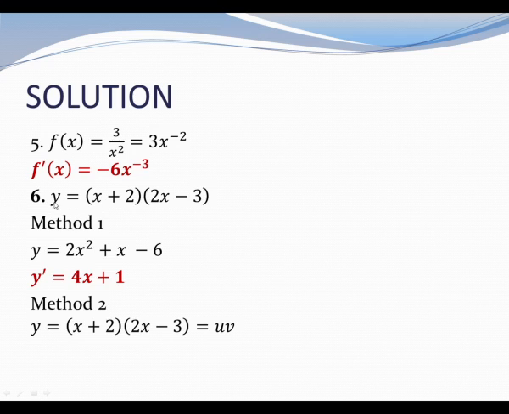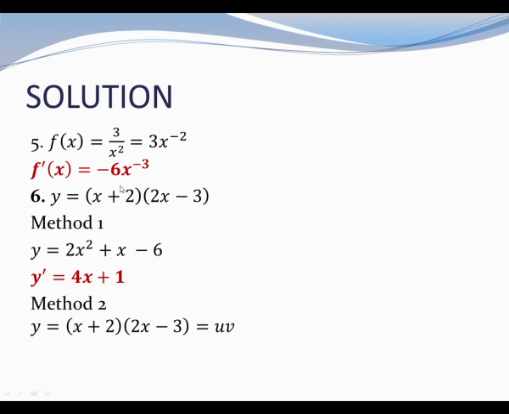Now for example number 6, this is y equal to the quantity x plus 2 times the quantity 2x minus 3. Now in this example, there are two ways or two methods. First, you can simplify the function by distributing the given terms. So from the given function, it is now simplified as y equal to 2x squared plus x minus 6, wherein we can multiply or distribute the terms from these two product forms.